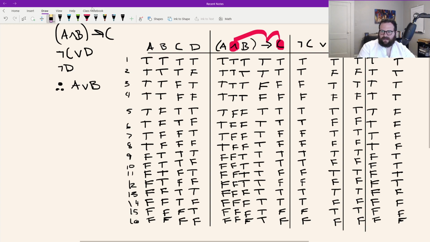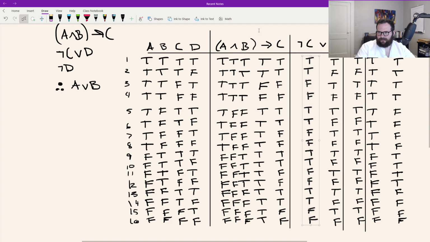Okay, I can get rid of this. Okay, next I have, it's not the case that C or D. Now this negation symbol is applying to C. In fact, let me move this column over slightly. We need to flip the truth value of C before we can solve for that disjunction, right? Because that disjunction is not between C and D, it's between not C and D. So let's just flip the truth values of C here.